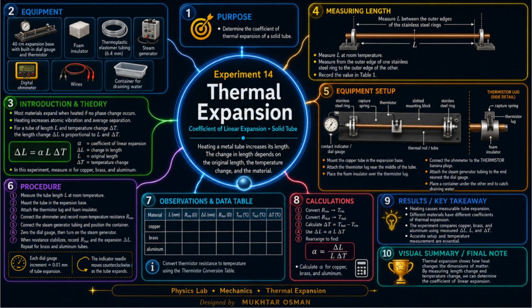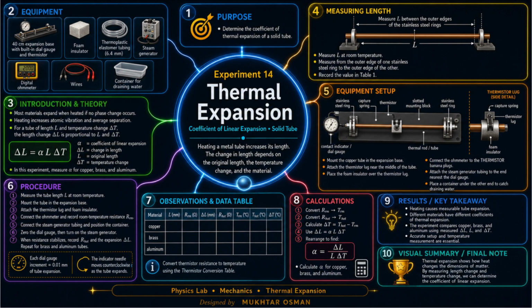4. Measuring length. Measure L between the outer edges of the stainless steel rings. Steps: 1. Measure L at room temperature. 2. Measure from the outer edge of one stainless steel ring to the outer edge of the other. 3. Record the value in Table 1.